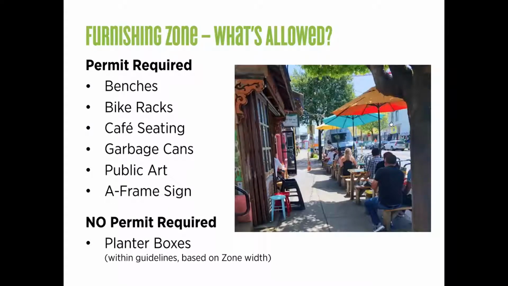So, furnishing zone, what can you put in it? Well, with a permit, you can do a bench, a bike rack, cafe seating, garbage cans, public art, A-frames. And you don't even need a permit for planter boxes. So if you wanted to do some landscaping within those guidelines based on your zone width, you could do so. Here's an example from Mississippi Avenue where they've got not a whole lot of space in their frontage zone, but enough space in their furnishing zone for some small cafe seating while still allowing for passage for the pedestrians.